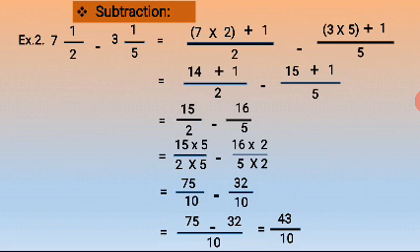This is the answer of those mixed fractions. This 43 upon 10 is an improper fraction. We convert this improper fraction into a mixed fraction, that is 4 and 3 upon 10. This is the answer of the subtraction of these two fractions.